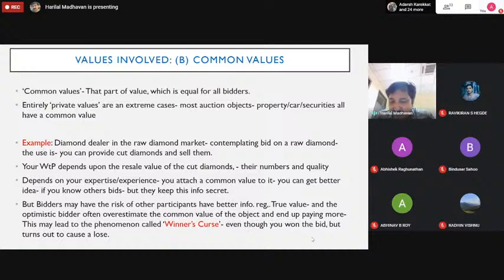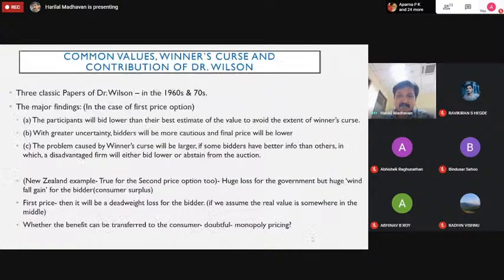Okay, we call that process the winner's curse. So even though he wins that process of bidding, he ends up paying much more. He ends up causing a loss. Okay, so I hope that's clear. So a winner's curse can happen in the case of misunderstanding the common value of a particular good that is there in the bidding. Okay.